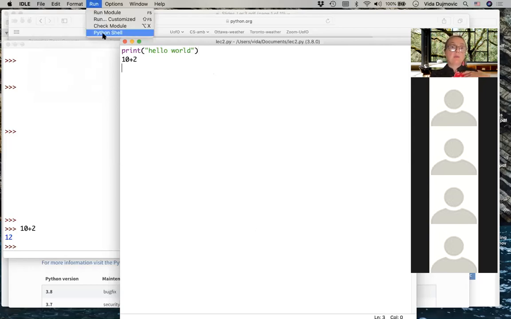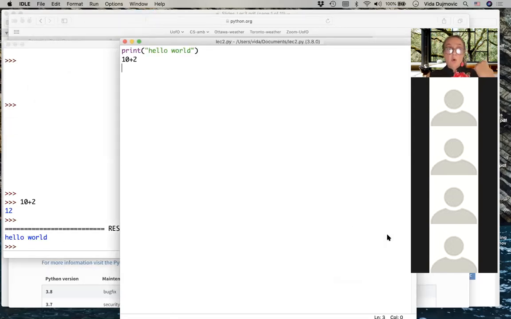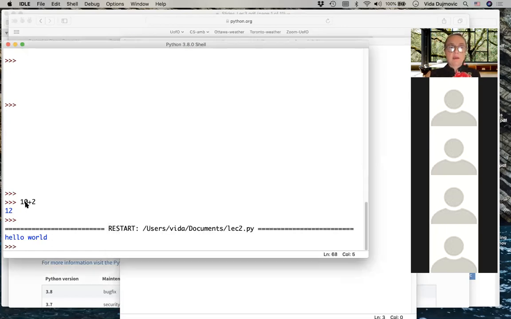Let's run it and see what happens. Run Module, we come here, and it only prints hello world. This is a type of confusion that new programmers may struggle with and wonder, why did it not print 12? I mean, when we were in the shell, it printed 12. This is because when you are in the shell and you type any expression, Python is going to evaluate it and display the result, whether you want it or not.